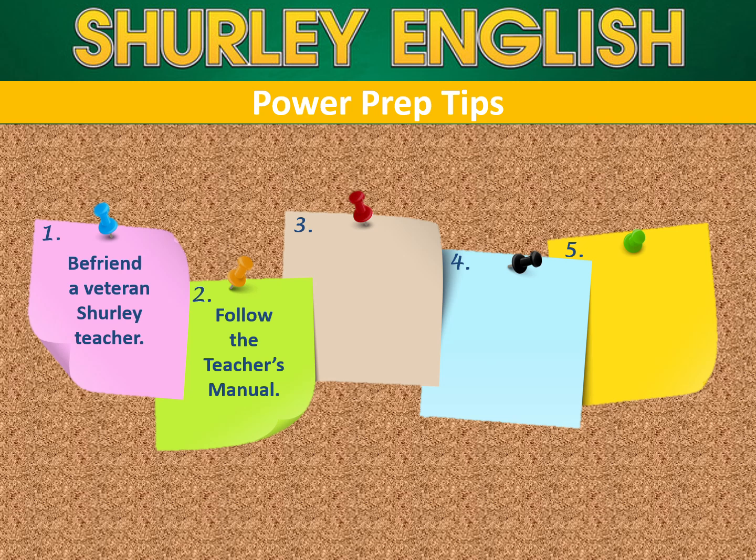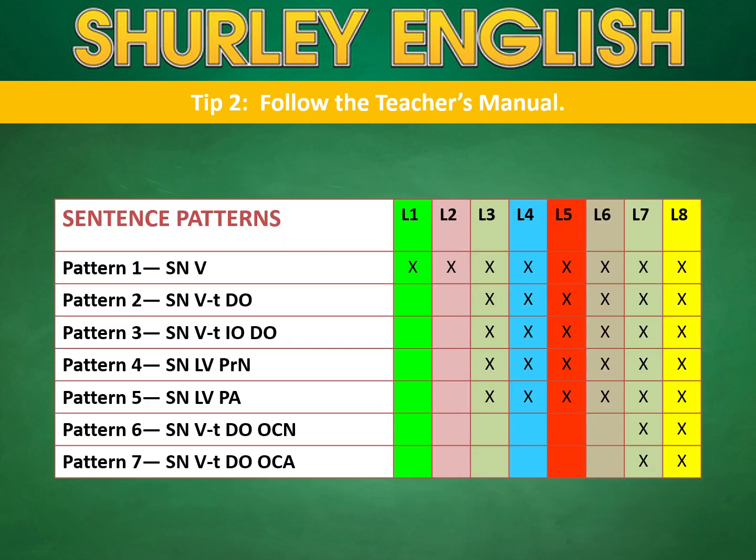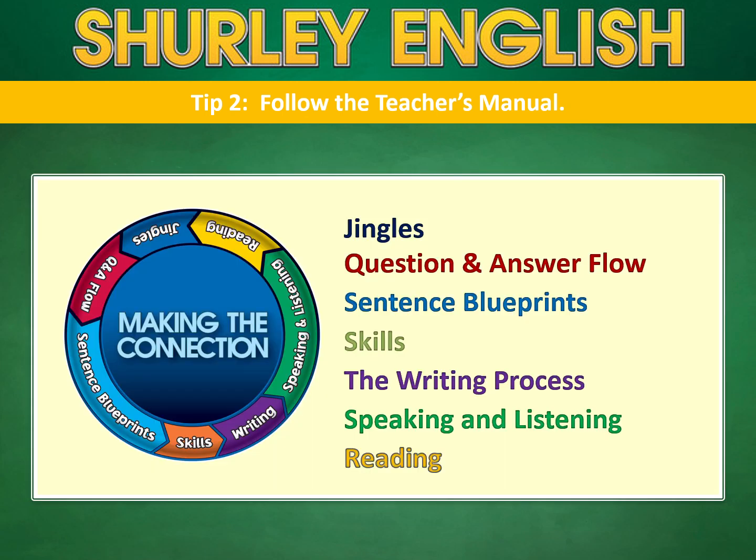The next tip is tip number 2. Follow the teacher's manual. Keep the teacher's manual by your side or in your hands and follow it page by page. The teacher's manual is the heart of the curriculum. It has everything your students need to develop into confident, competent communicators. Each grade level begins teaching basic Pattern 1 sentences, so every teacher must begin instructing from Chapter 1, Lesson 1. Each chapter will incorporate grammar, skills, writing, speaking and listening, and reading.